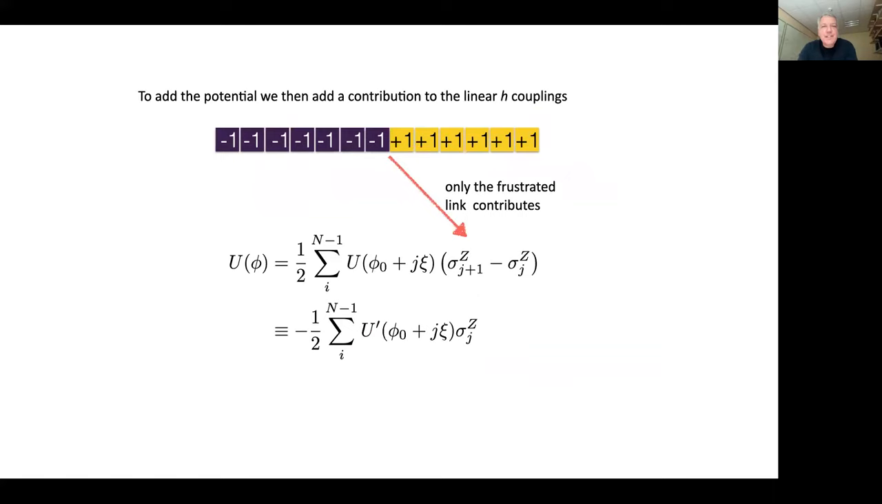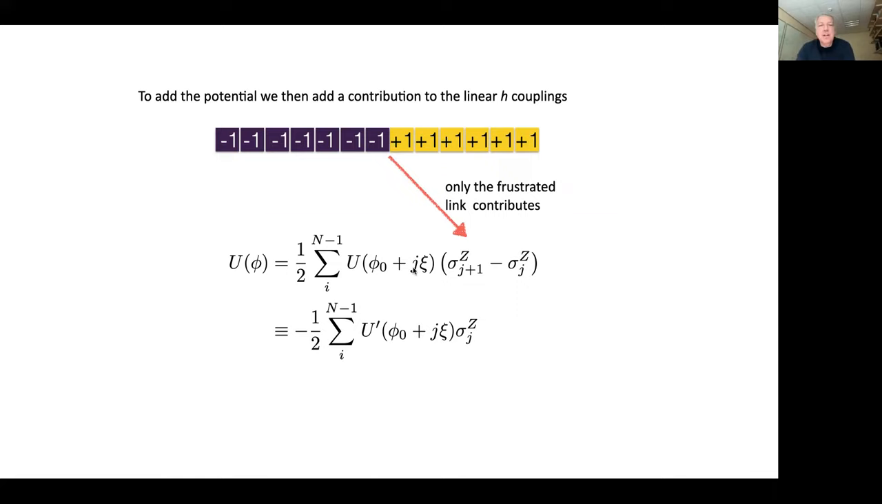Right, so now, with this encoding, the reason it was interesting for Nick Chancellor is that I can encode any function of phi using this sort of encoding. I can write any function of phi, because if I add this operator, this is just u of phi inside there, so phi zero plus j psi, that's just the value of phi at that particular value of j. Oh, sorry, the sum is over j, not i here, that should be j. If I add this operator, what it does is it compares the j plus one sigma with the j sigma, and it gives me one where the domain wall is.